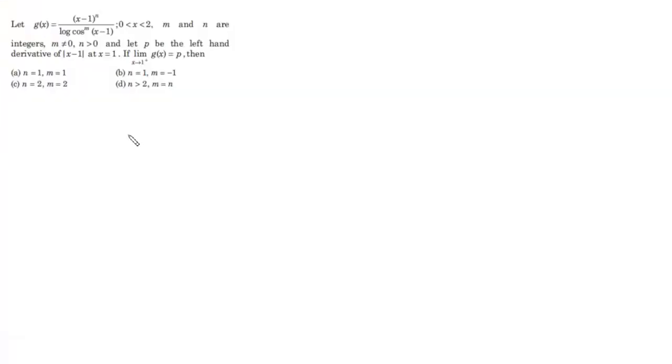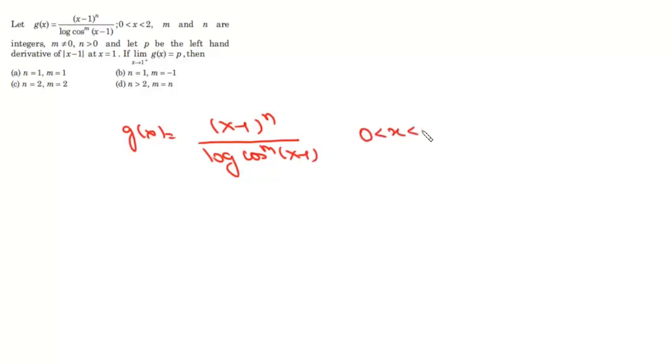Now here the question, we are given this function g(x), which is (x minus 1) to the power n upon log cos to the power m (x minus 1), when x lies between 0 and 2.